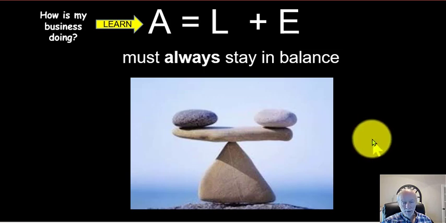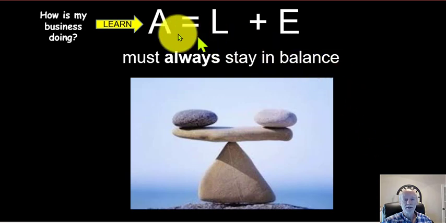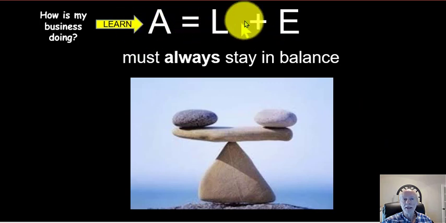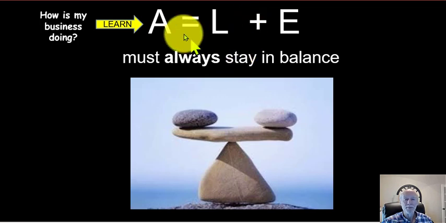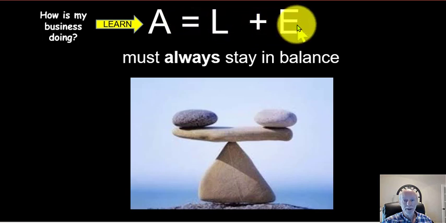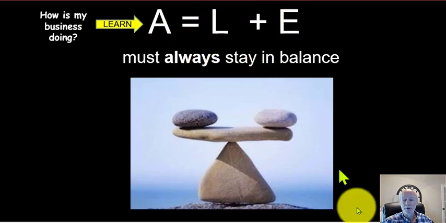Now, the most important thing in the class is this equation. If you understand this equation backwards, forwards, upside down, inside out, you will do well in this class. But it's basically this: assets have to always equal liabilities plus equity. And that's going to always stay in balance.